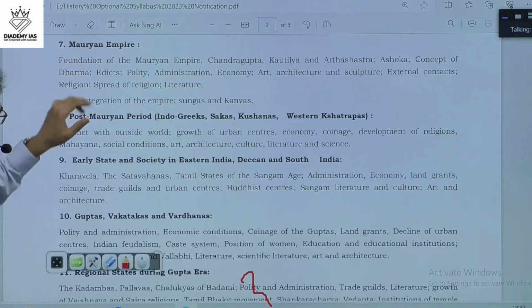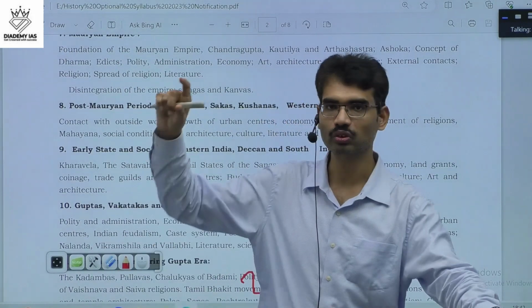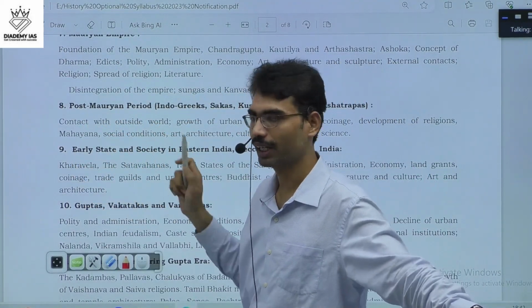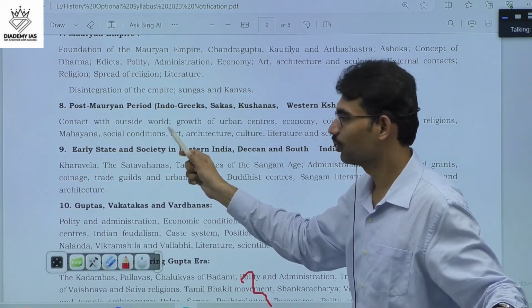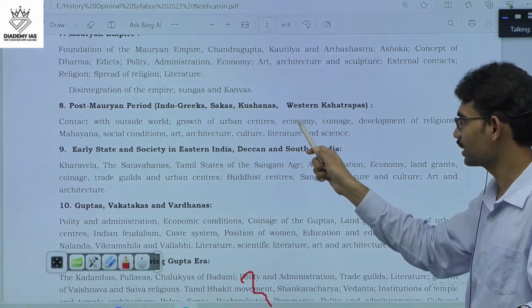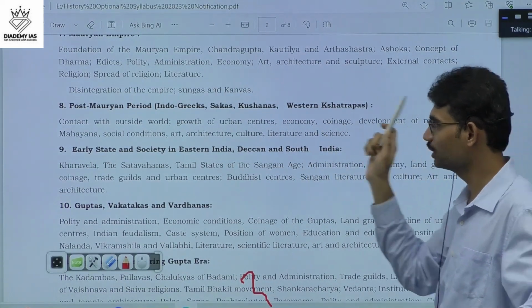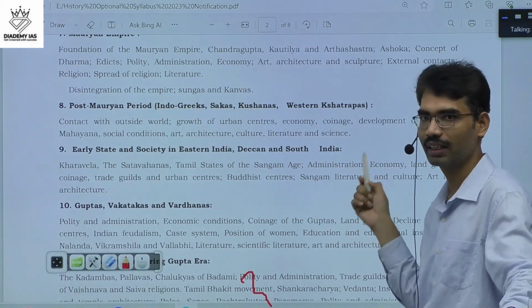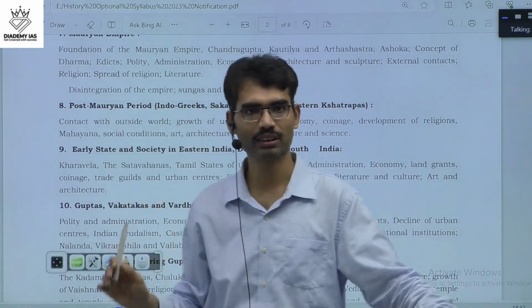Now you see, when it comes to post-Mauryan, you have 2 chapters, chapter number 8 and chapter number 9. Contacts with outside world, outside contacts, economy, growth of urban centers, coinage, development of religion, Mahayana, social condition, art, architecture, culture, literature, science. All 5 dimensions clear?